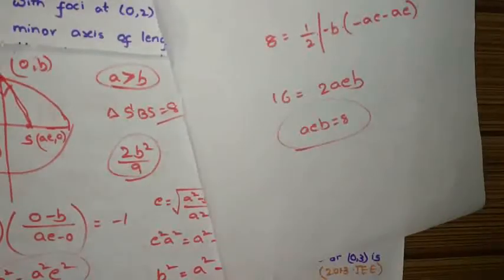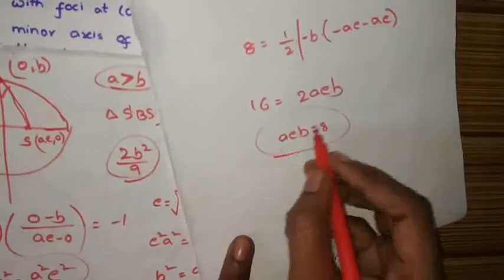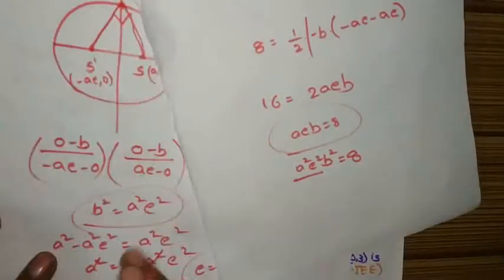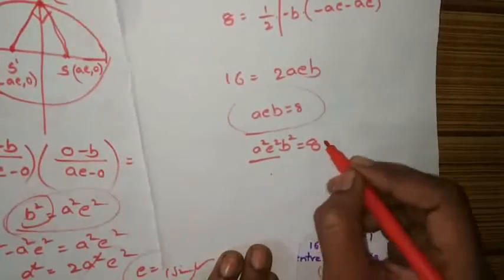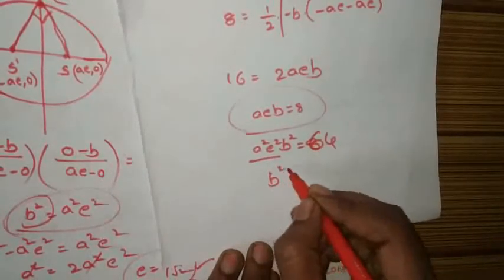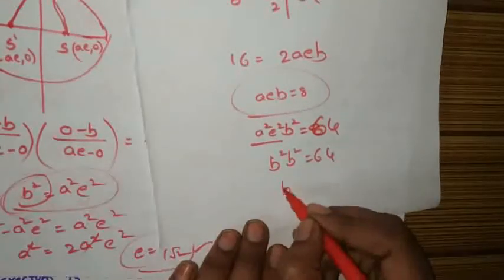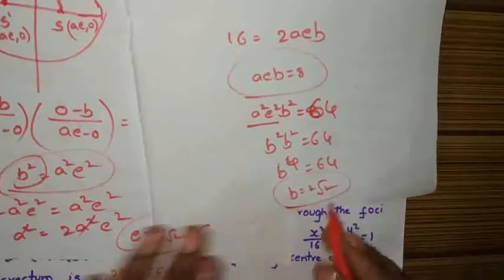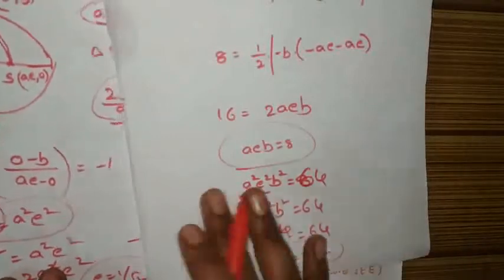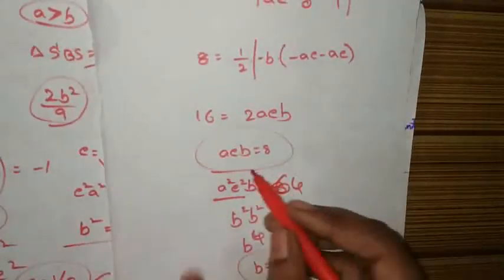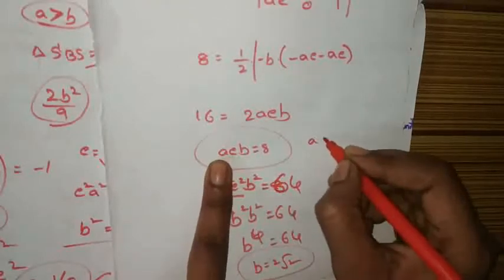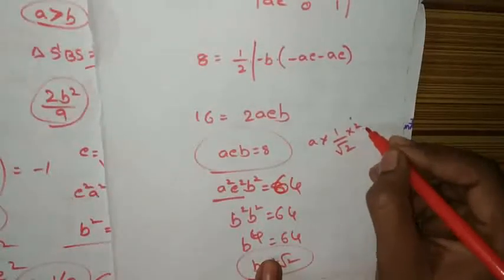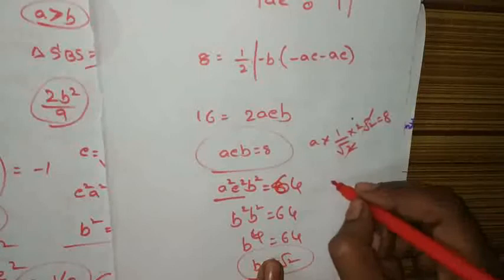And now square this. Then it will become a square e square b square is equal to 64. A square e square value we have b square, so b to the power 4 is 64, then b value will be 2 root 2. Right? I got e value, b value, then definitely I can get the a value also. Substitute here: a into e value 1 by root 2, into b value 2 root 2 is equal to 8. Now a value will be 4.